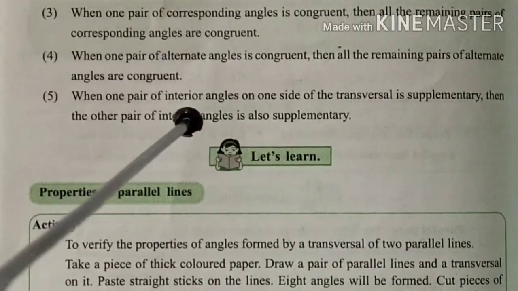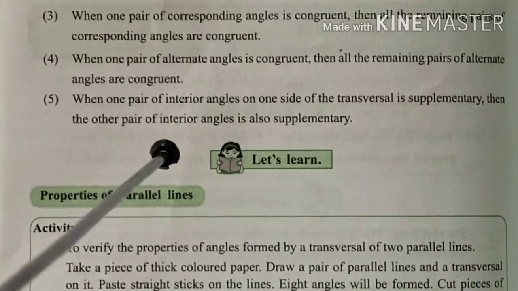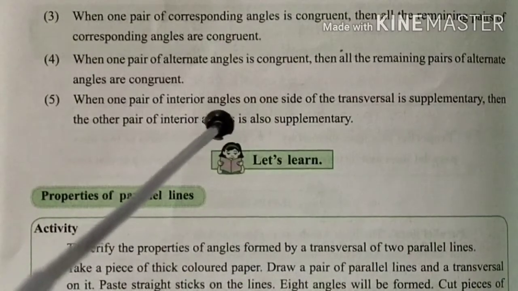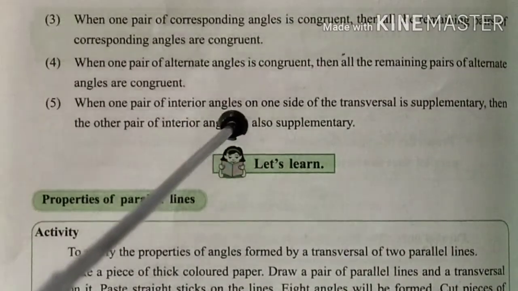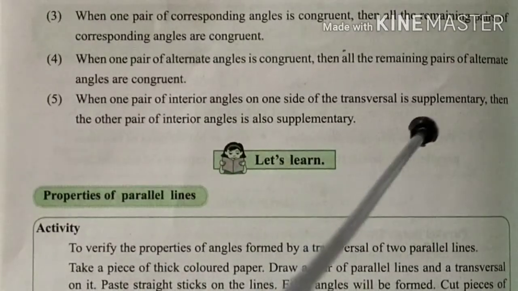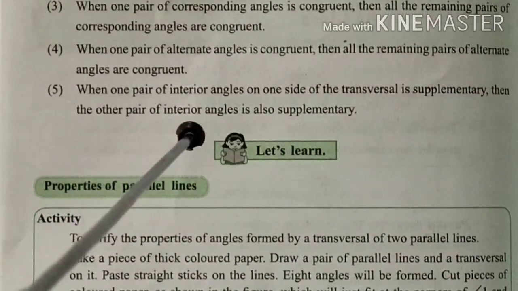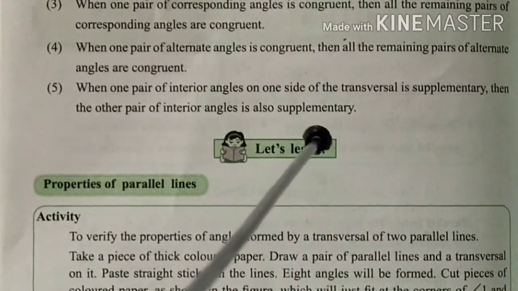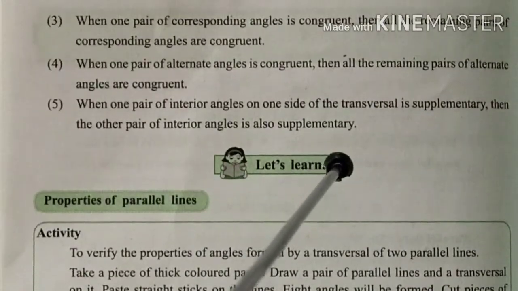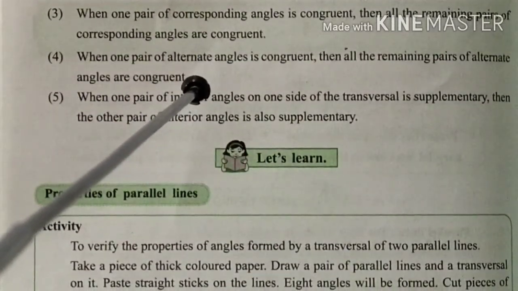The fifth one is what? When one pair of interior angles on one side of the transversal is supplementary, then the other pair of interior angles is also supplementary. Here the interior angles on one side of the transversal are not congruent. We can say that pair is supplementary, meaning the sum of those two angles is 180, then the sum of the remaining pair of interior angles is also 180, meaning they are also supplementary. So these are some properties, and in a theorem you have to discuss these properties. Okay students.